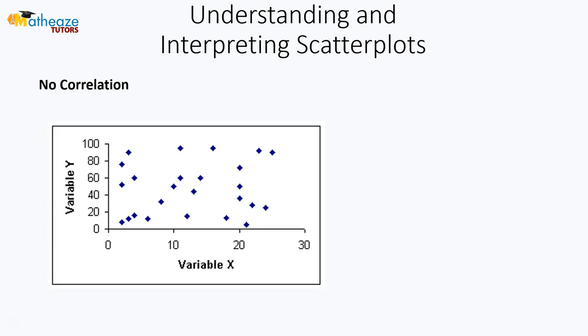Now, we look at no correlation, which means that we can neither draw a line like that through the points to accommodate for a majority of the points, nor can we draw a line like that through the points to accommodate for the distribution of the data. So in this case, variable x, which is your independent right here, has no impact on variable y, which is the dependent variable.